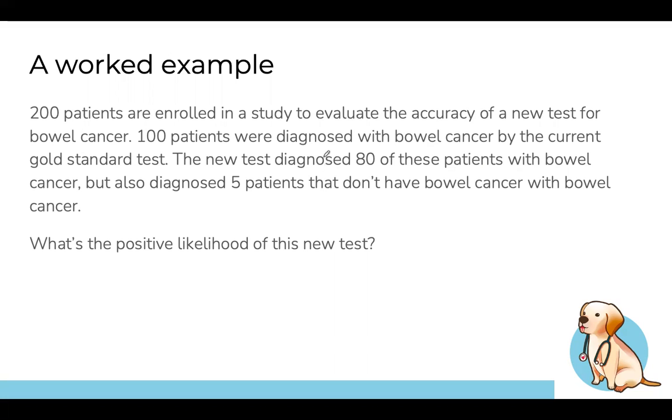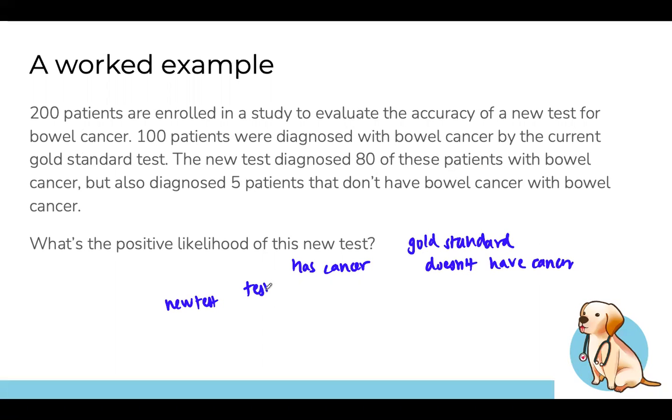So in tackling this, the first thing I would like to do is put this into a table, because I cannot think otherwise. So we'll have "has cancer" as a column, "doesn't have cancer", and this is the gold standard test. Then you want to use your new test: test has come back positive, test has come back negative.